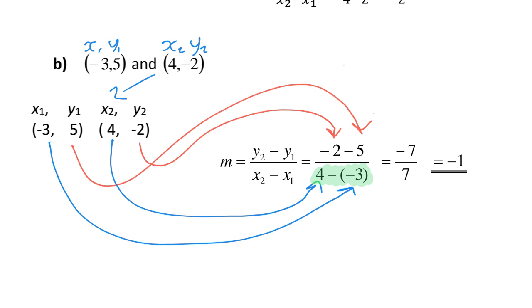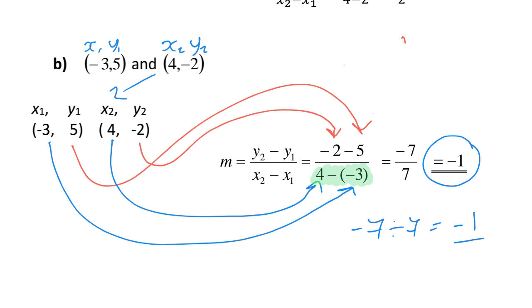So -2 minus 5, hopefully we can see from here, is going to give us our -7. The 4 minus -3 becomes positive. So that's 4 plus 3, which gives us our 7. We also know that our -7 divided by 7, that's -7 divided by 7 because it's an over. A negative divided by a positive will give us a negative value. 7 divided by 7 is 1, and therefore our gradient is -1.